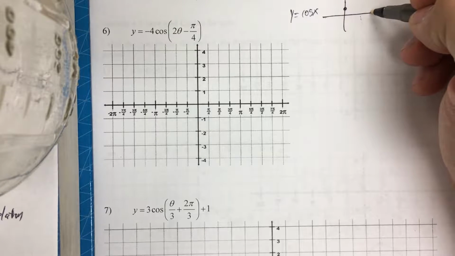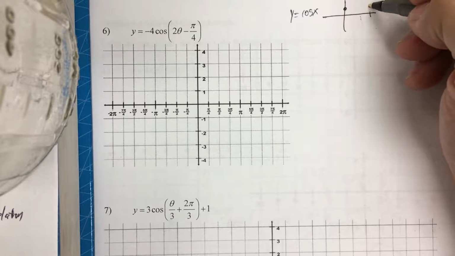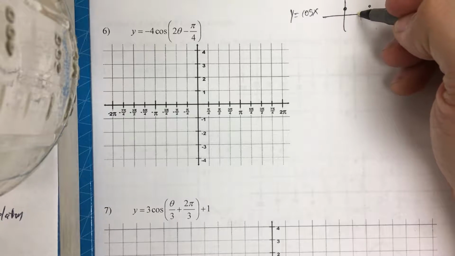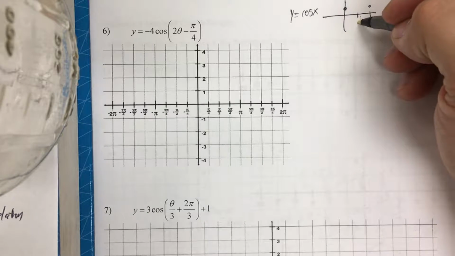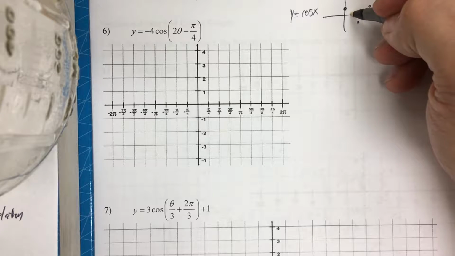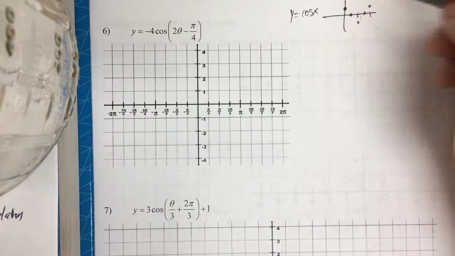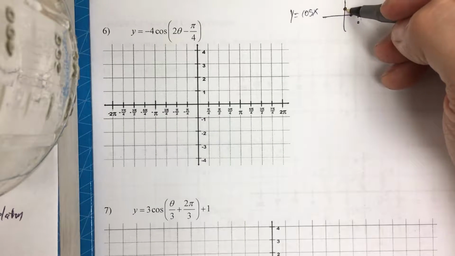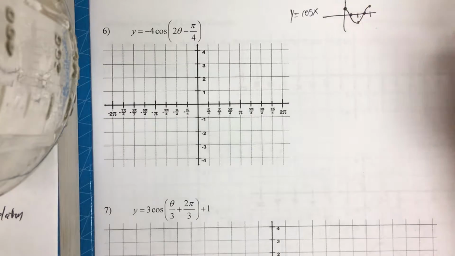We're going to end at 2 pi, where we're back at 1. At pi, we're going to be down at -1. And at pi over 2 and 3 pi over 2, we're going to be at our x-intercepts. So the graph has a feel of this right here.